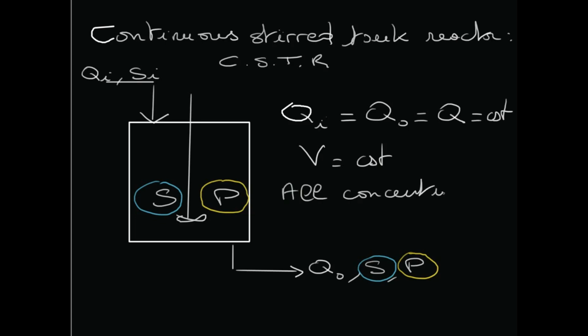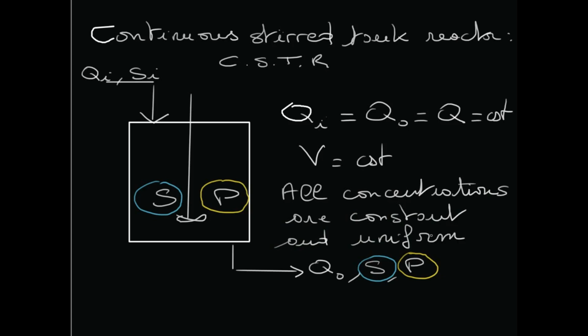All concentrations are constant during the time. They are not the same at the entrance and in the output, but they are constant in time and they are uniform inside of the reactor. We can say that it is a global steady state because all parameters are constant.